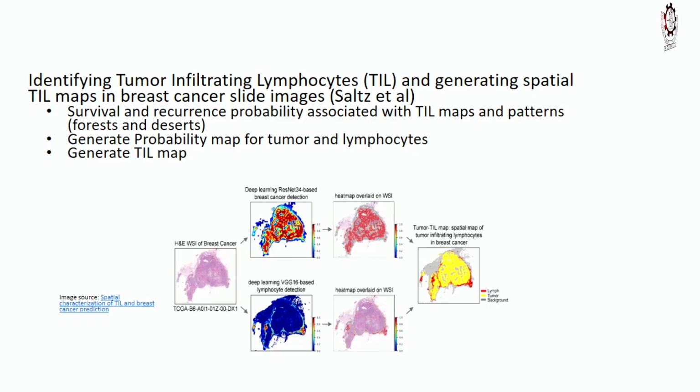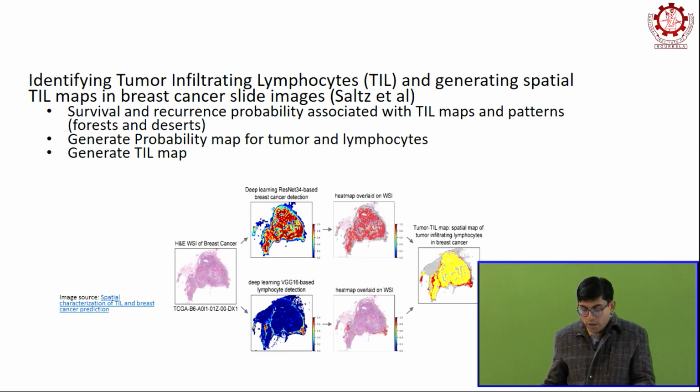Okay, so this is work from some colleagues from our group, Dr. Joel Saltz, where the goal was to identify tumor infiltrating lymphocytes and then generate this spatial TIL map. It has been shown in multiple papers that having a good concentration of TILs leads to a good prognosis eventually. So it becomes very important to identify where the TIL regions are. Once you identify where the lymphocytes are, you can assign numbers to these patches. This patch has 98% TILs, this patch has 50% TILs.